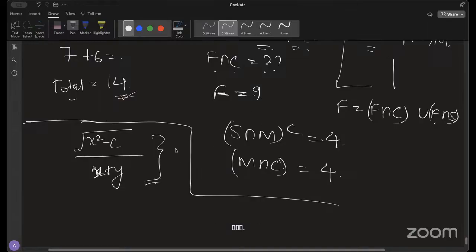Ma'am, range are the possible outcomes of the function, right? Yeah, the possible outcome of the function. That's range. The feasible function, the physical thing.